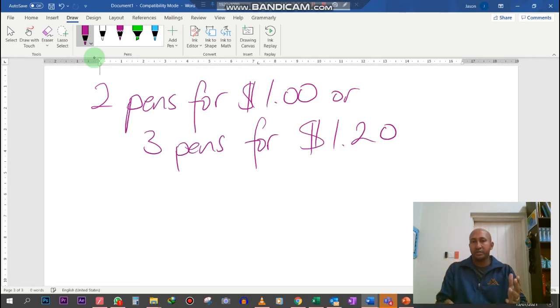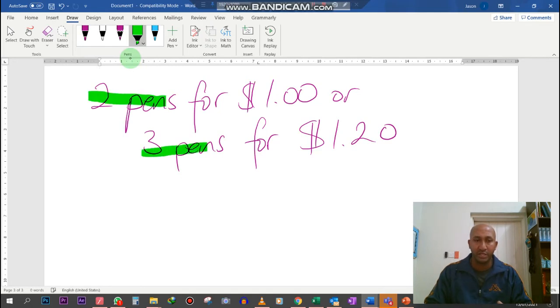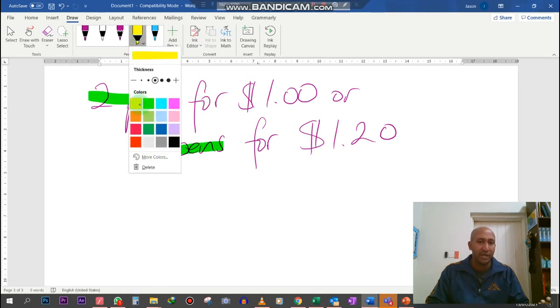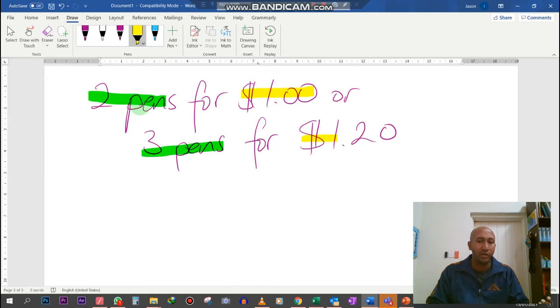So you've got this conundrum. You need to find the best deal that you can for your pens. You've got a limited amount of money and you don't want to spend more money than you should on extra pens. So you could either look at the number of pens and decide, well, here I've got 2 pens, here I've got 3 pens. So 3 pens is obviously better than 2 pens. However, when I look at the price, I see that here I'm going to spend $1 and here I'm going to spend $1.20.